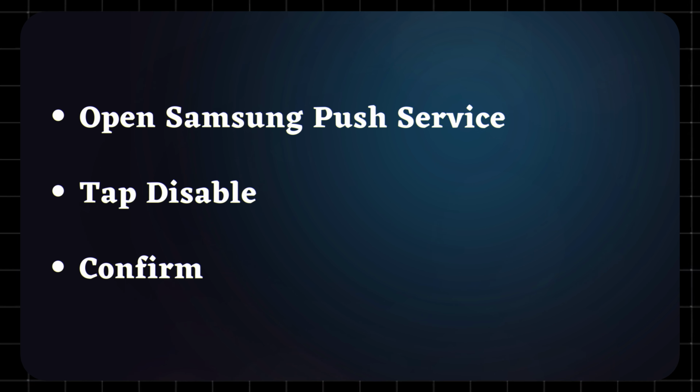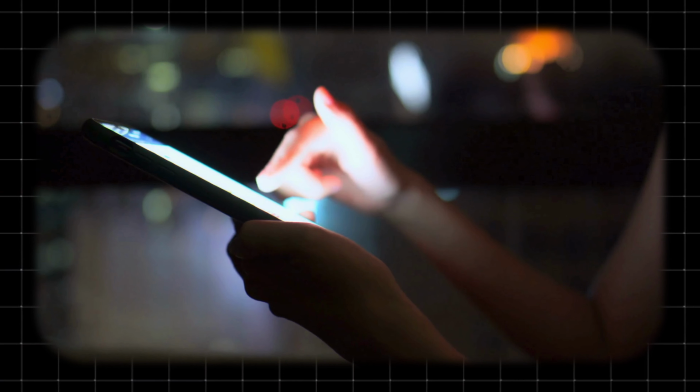Method 3. Disable the app. Open Samsung Push Service, tap Disable, confirm. If Disable is missing, your phone treats it as a core system app.